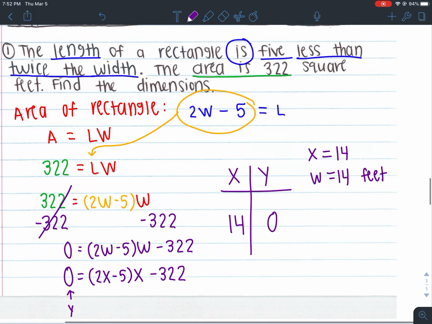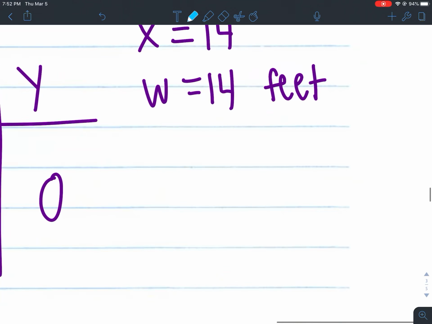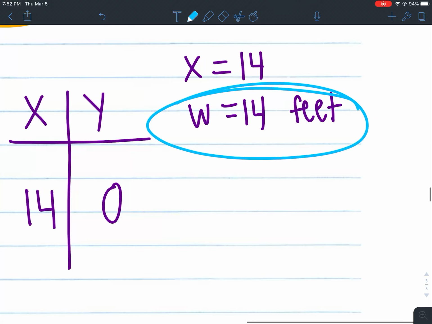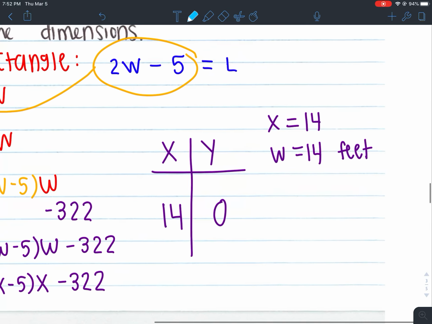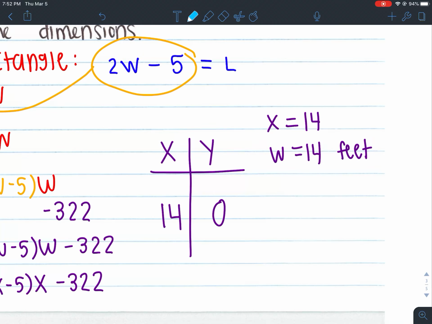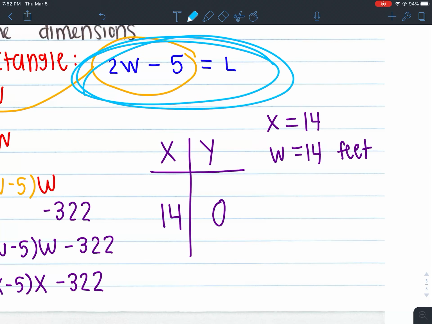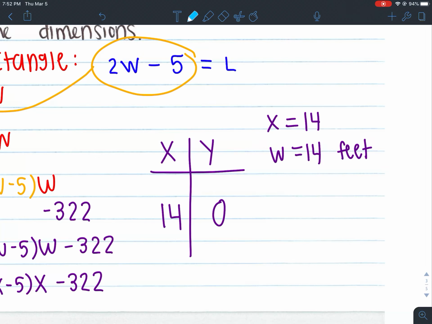Now, is that where I want to stop? No, because it's asking me to find the dimensions, which means I have to find both the length and the width. I want to find both, okay? Now, if I'm asked to find both, how am I supposed to find out what the length is? Well, since I know the width is 14, I can plug that in somewhere. I'm going to use the equation that I created at the very beginning: 2w minus 5 equals L.